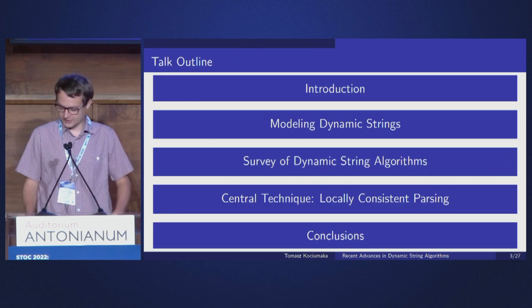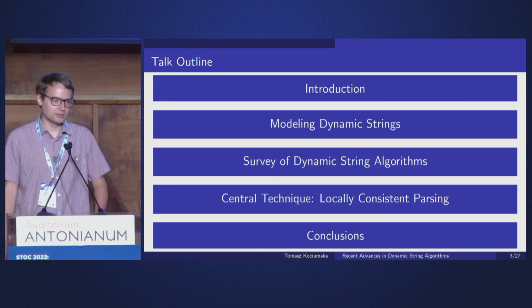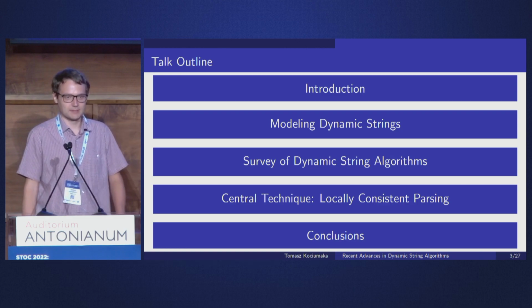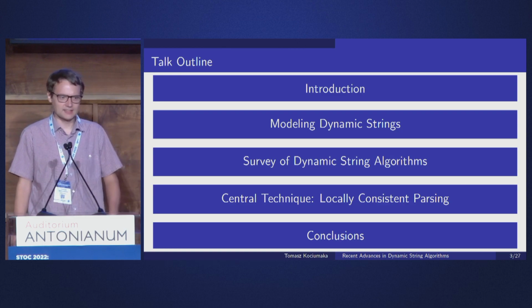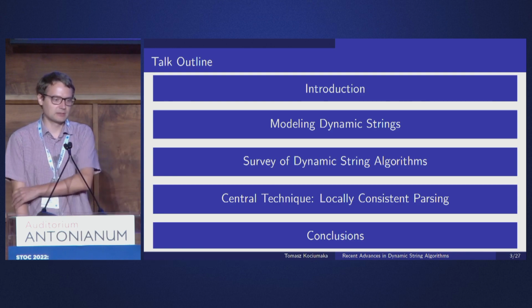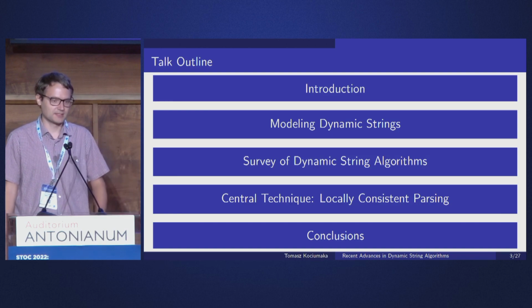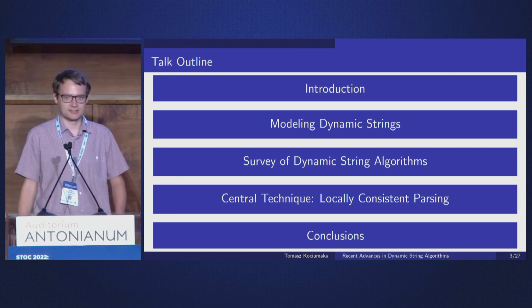After this very brief introduction to string algorithms, I will move on to how dynamic strings are modeled: what kind of operations on dynamic strings we can support and how the strings are maintained. Then I will survey some of the recent results in dynamic string algorithms. In the second main part of the talk, I will share some technical details behind the main technique, which, combined with some problem-specific techniques, is used in pretty much all of the problems surveyed in the first part. And then I will share some open problems and final remarks about this research direction.